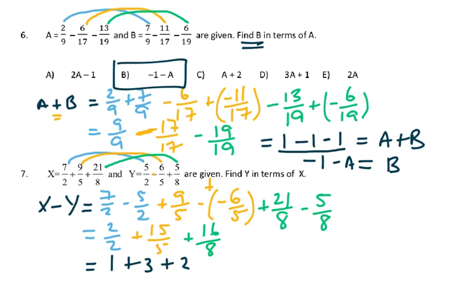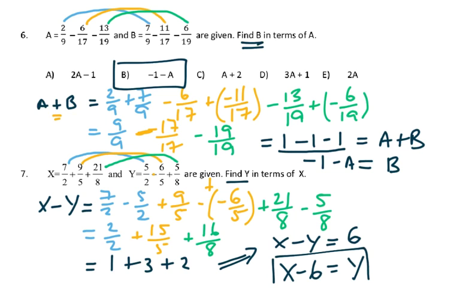So what we have, if we just rewrite it over here, is x minus y equal to 6. So we're going to find, this time, y in terms of x. So let's make y the subject. By adding y, we'll have to subtract 6. So y is equal to x minus 6.